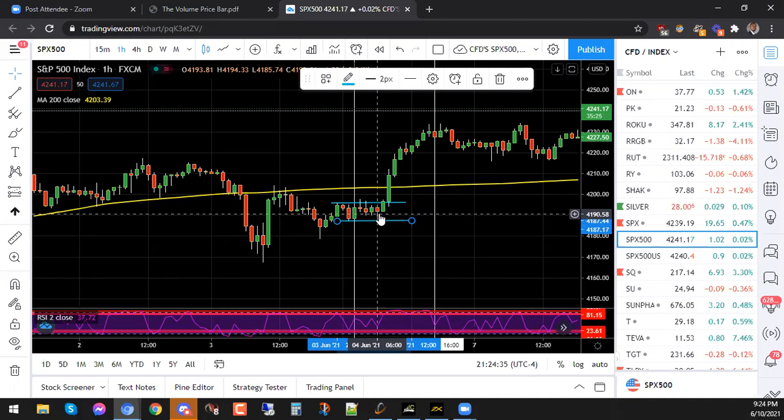Okay. On the 1 hour time frame, we look at this candle as the volume price bar because the correction has ended, and this is the first green bar that we're going to see in the direction that we're looking for. It's a big green bar, big body, small wick. So we can accept this as a volume price bar.